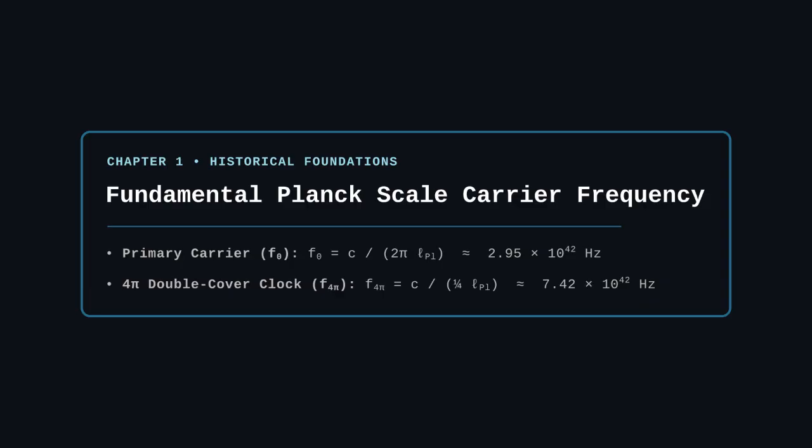When accounting for 4-valent graph routing topologies incorporating a 4-pi spherical double-cover phase geometry, the effective angular clock speed scales to f4 pi, approximately equal to 7.42 times 10 to the power of 42 Hz, while 2.95 times 10 to the power of 42 Hz serves as the primary cyclic carrier frequency, f0. By viewing the vacuum as a dynamic, quantized superfluid oscillating at this universal clock speed, we preserve the mathematical successes of relativity while restoring a physical, wave-propagating medium to the universe.